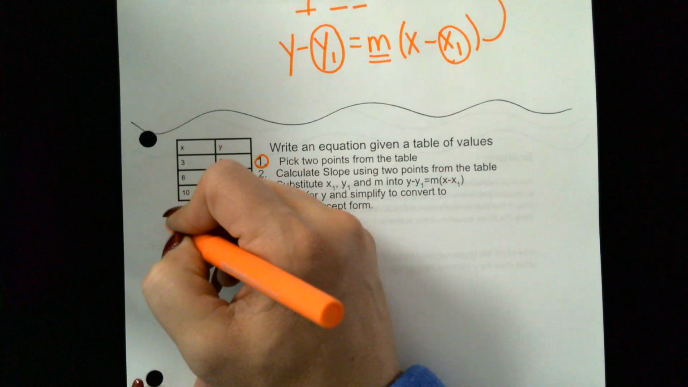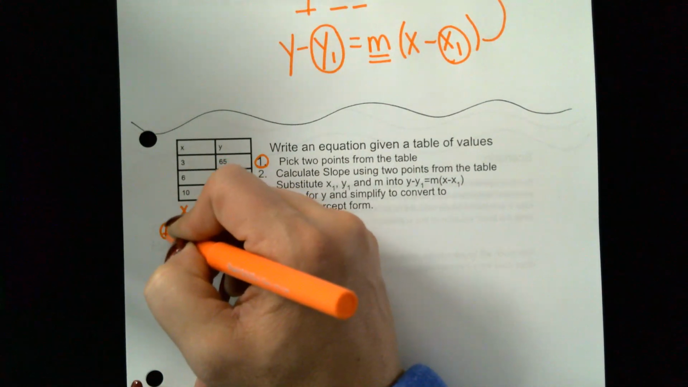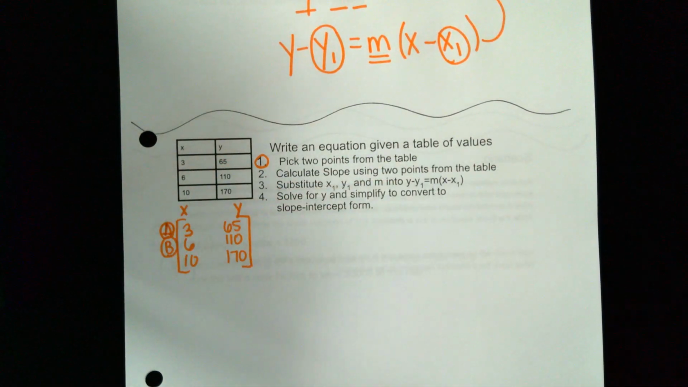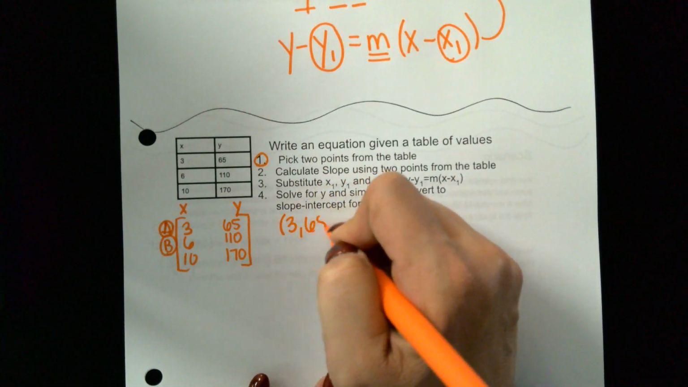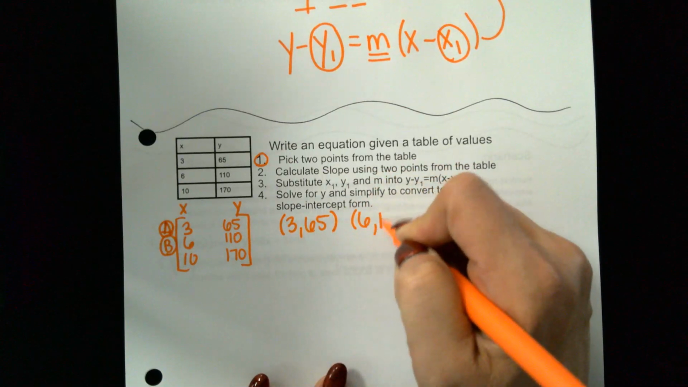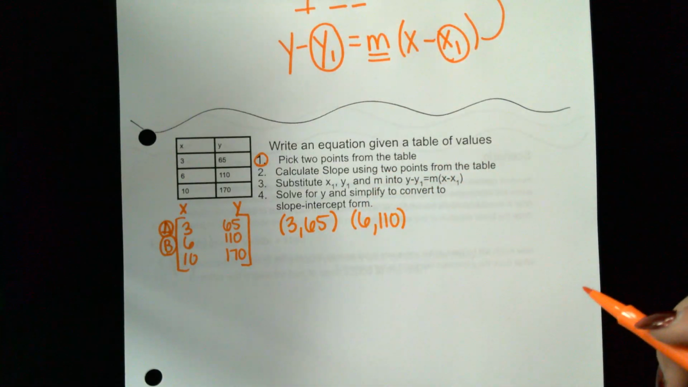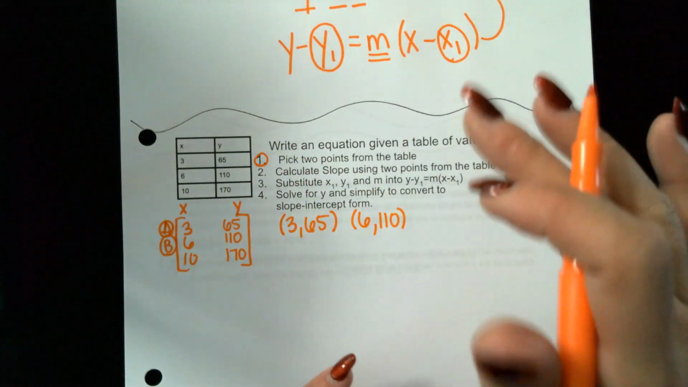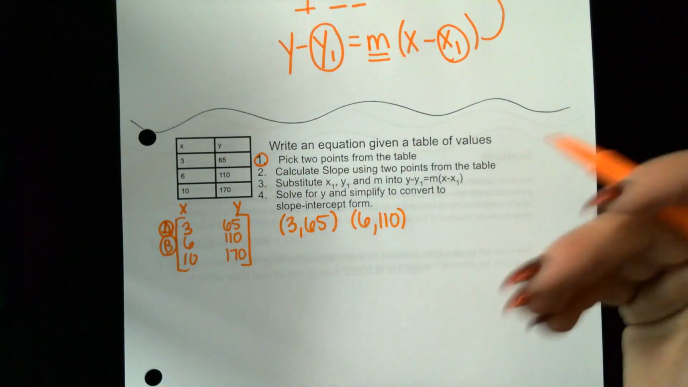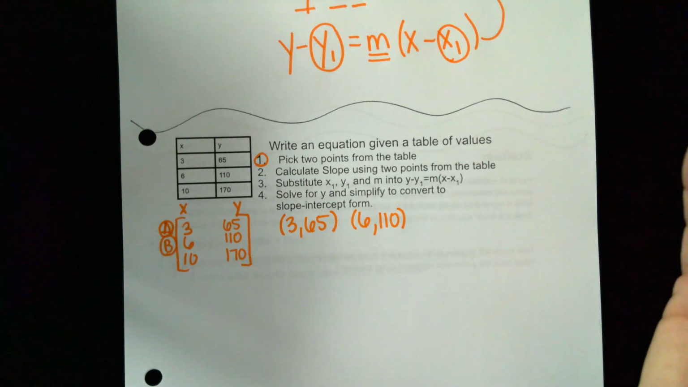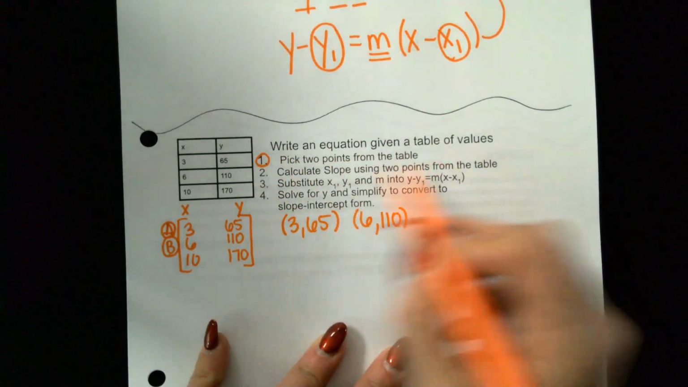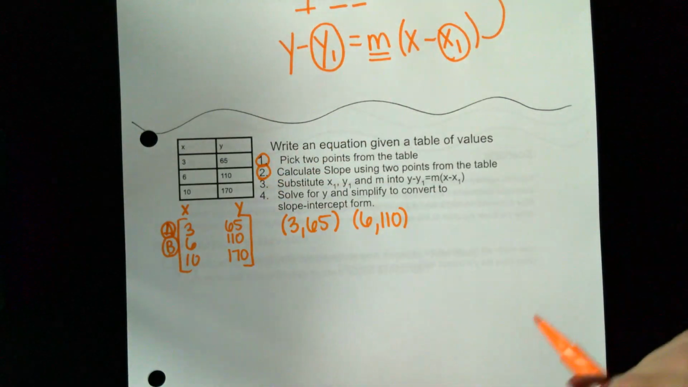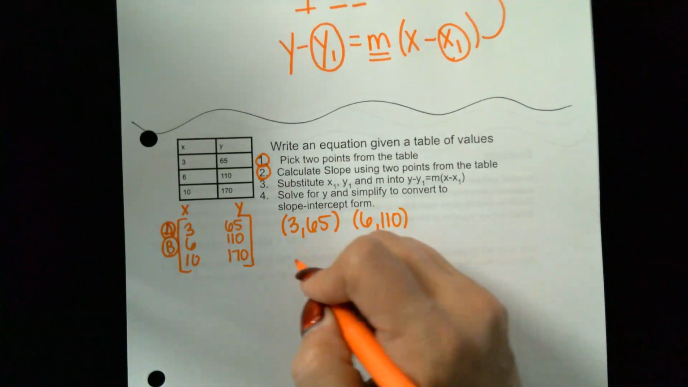So I'm going to call this top one A and the second one B, and use the ordered pairs A and B. These are the 2 I'm using, (3, 65) and (6, 110). Now listen, because they're giving us a table, some of your numbers today are going to be a lot larger than what you're used to dealing with. Use the calculator to do your subtraction. Once you pick your 2 ordered pairs, we're going to calculate slope using that slope formula.